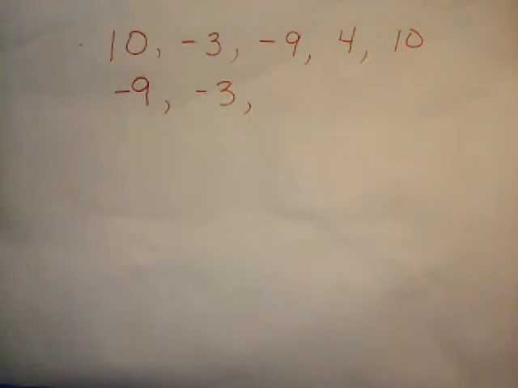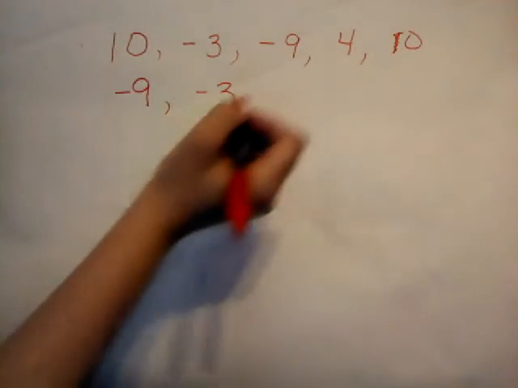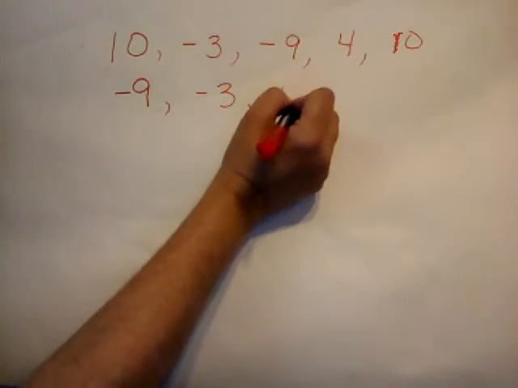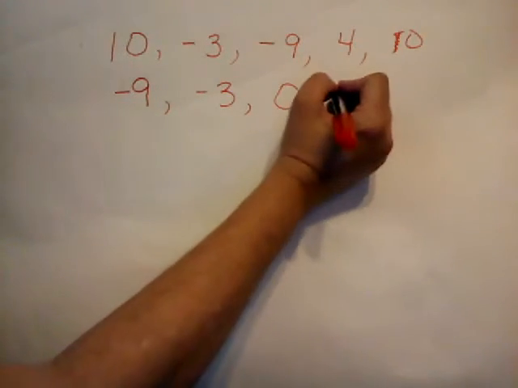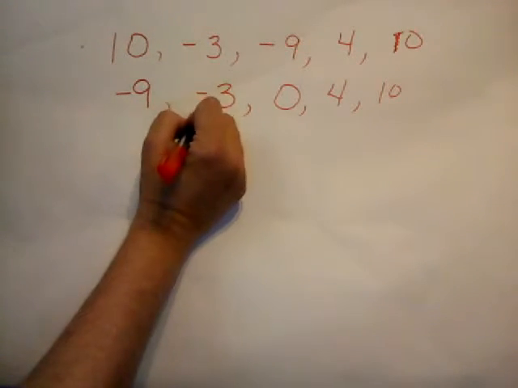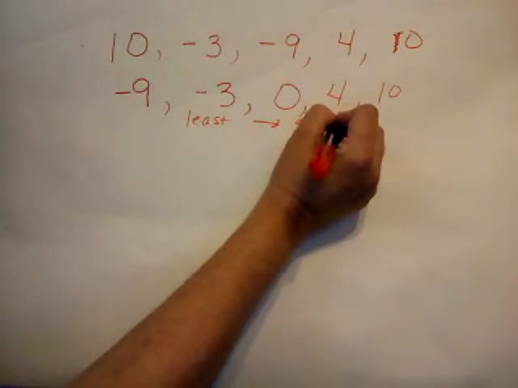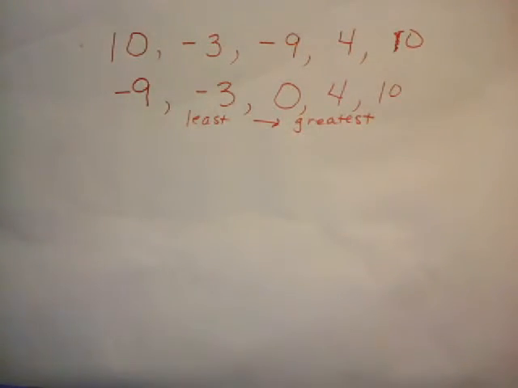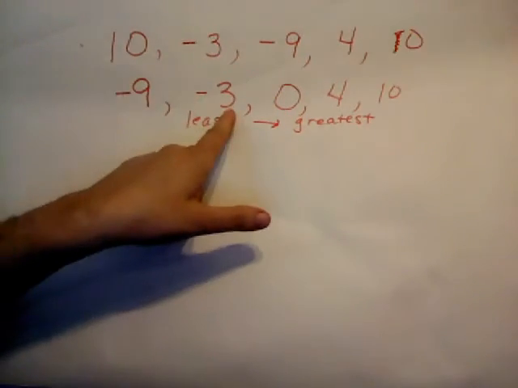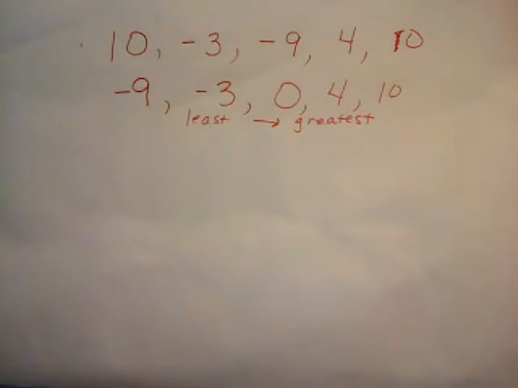And the next best thing to have in the bank would be, this is supposed to be a 0, I am so sorry, would be 0. Then 4. And then 10. We have now put these in order from least to greatest. The numbers from left to right are -9, -3, 0, 4, and 10.